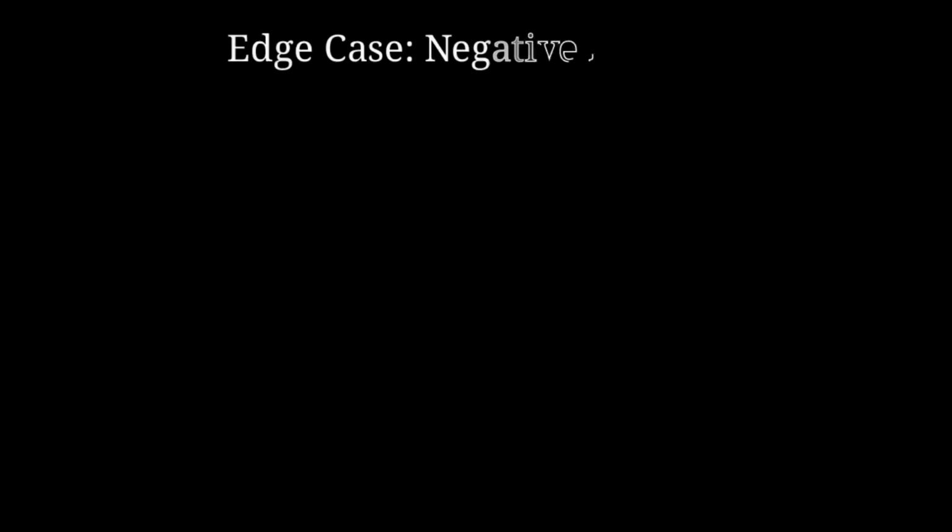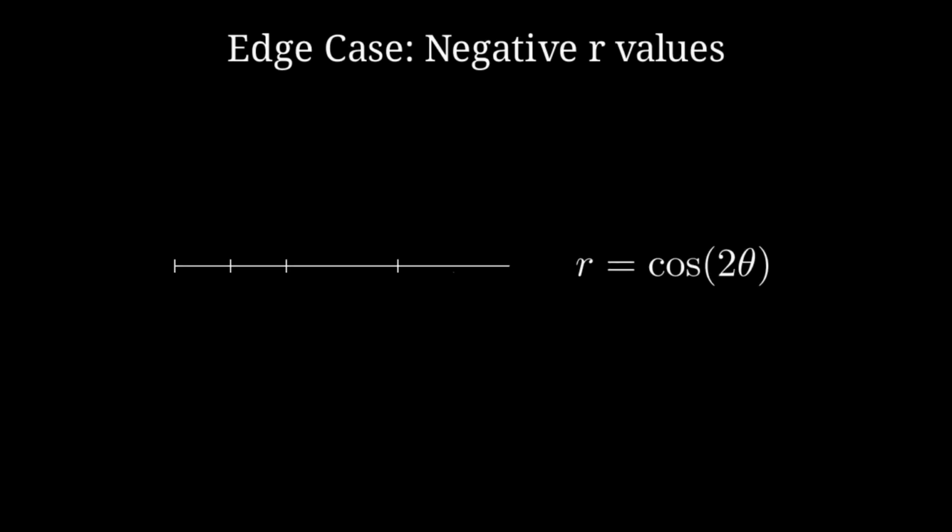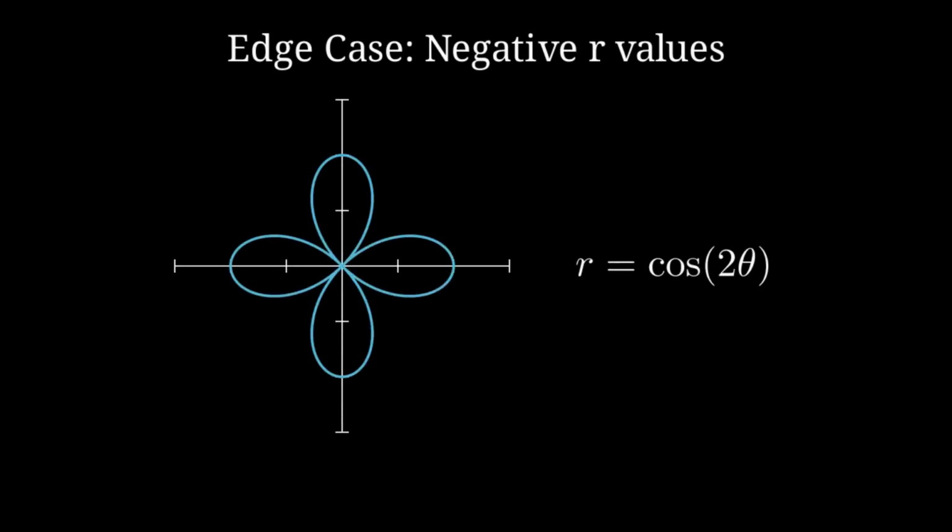What happens if r is negative? In polar coordinates, a negative r simply means the point is plotted in the opposite direction. Since the formula uses r squared, the negative sign is squared away, meaning the arc length formula remains valid even when the radius passes through the origin.